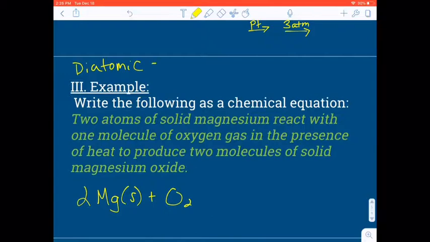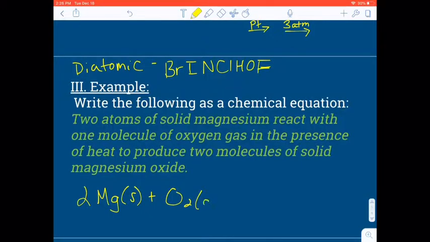Examples of elements that are diatomic, this sounds silly, but it will help you remember: bromine, iodine, nitrogen, chlorine, hydrogen, oxygen, and fluorine. They all need a little 2 after them if they're existing as a pure element, and you can remember that by Brinkelhoff. So back to this example.